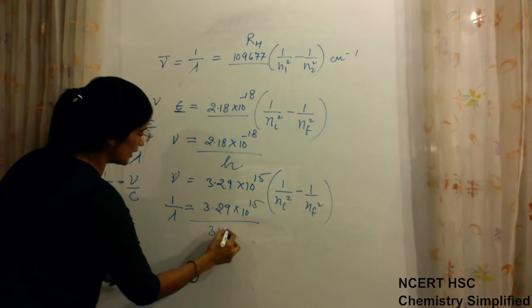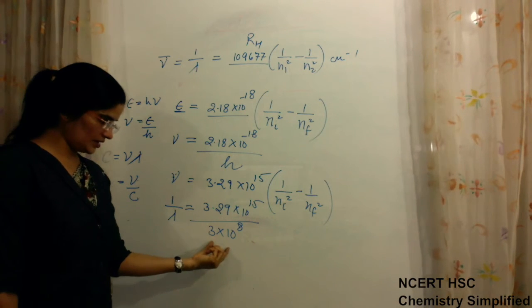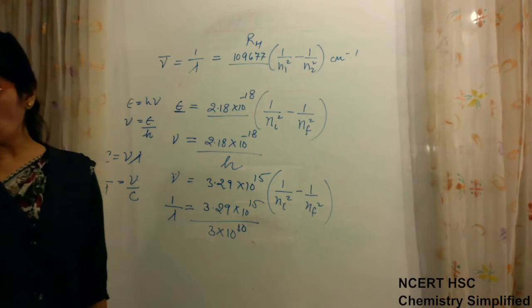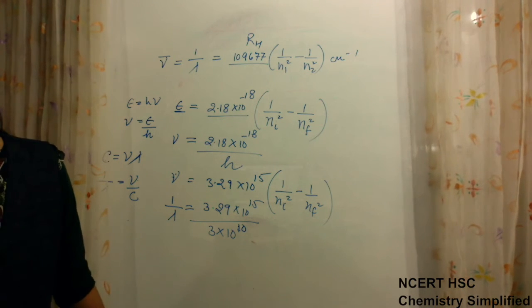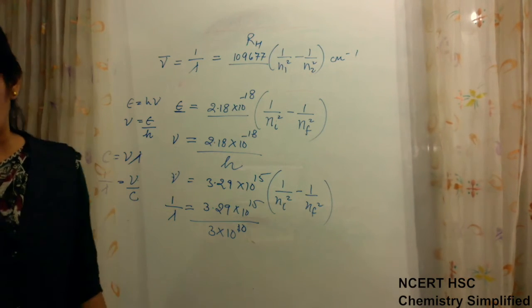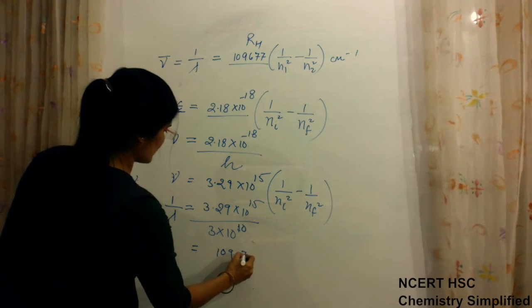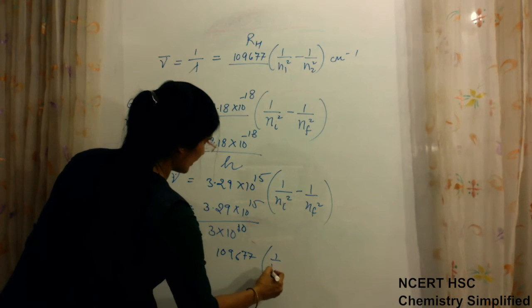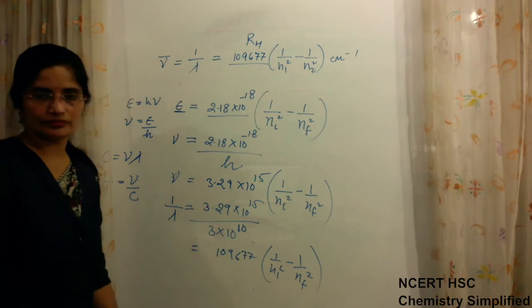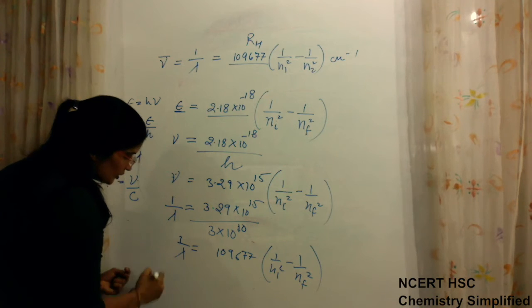C is the velocity of light, 3 into 10 to the power 10, not 8, because we have taken centimeter here. Now when we divide these two terms, it gives the value 109,677, and the rest of the formula is 1 by Ni square minus 1 by Nf square. Clear? So now the formula has got converted into 1 by lambda.